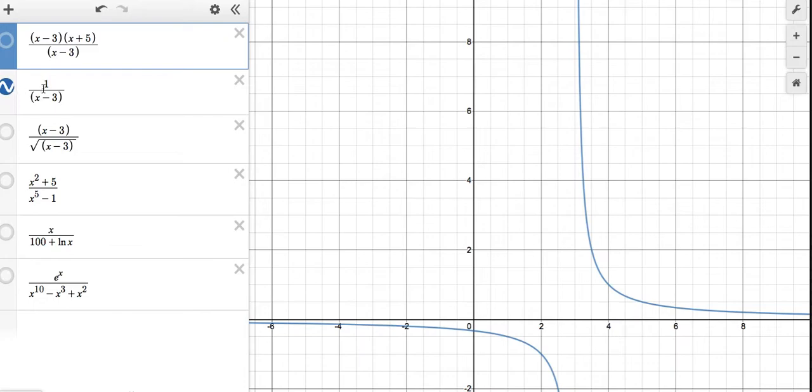This one here, as x goes to 3, if we look at it from both sides, it is going to positive infinity versus negative infinity. So from the right-hand side, it's going to positive infinity. From the left-hand side, it's going to negative infinity.